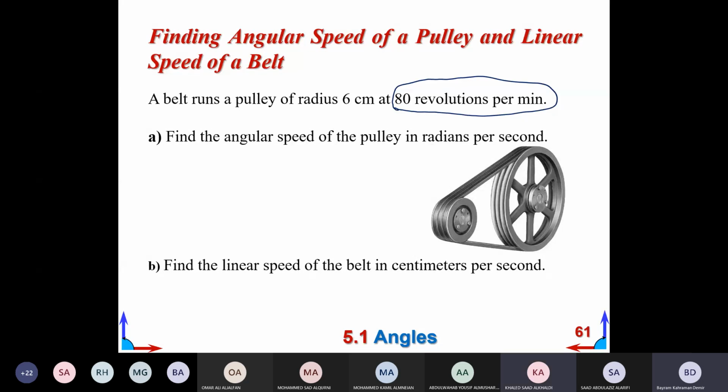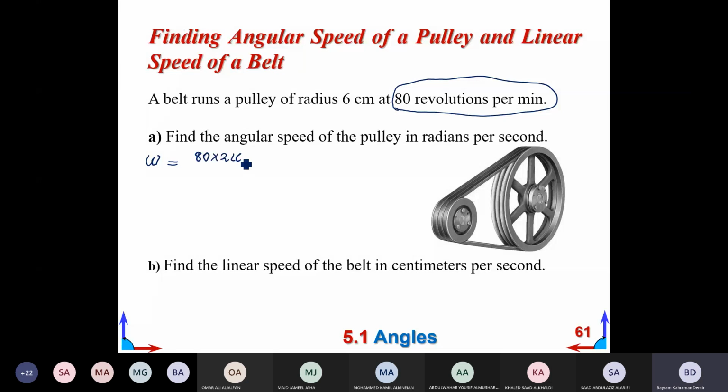This is rotation speed, right, Shabab? That is, angular speed. Let's find the angular speed. Omega is equal to the angle over time. Well, if you rotate 80 times, how much angle do you generate? 160 pi. Exactly. 80 times 2 pi, right?